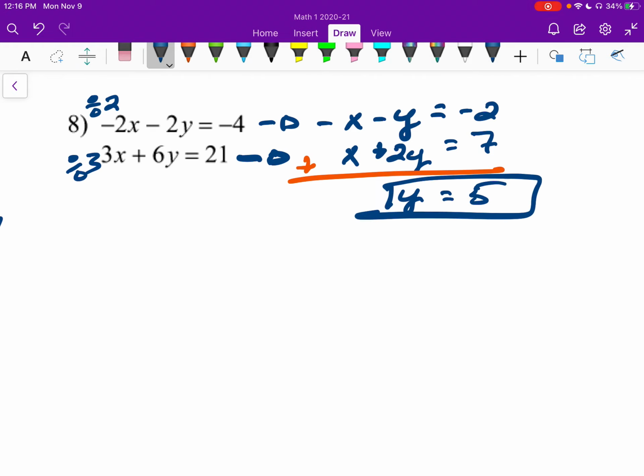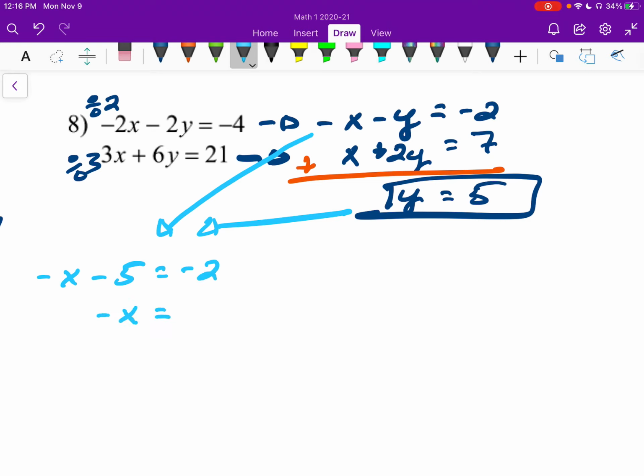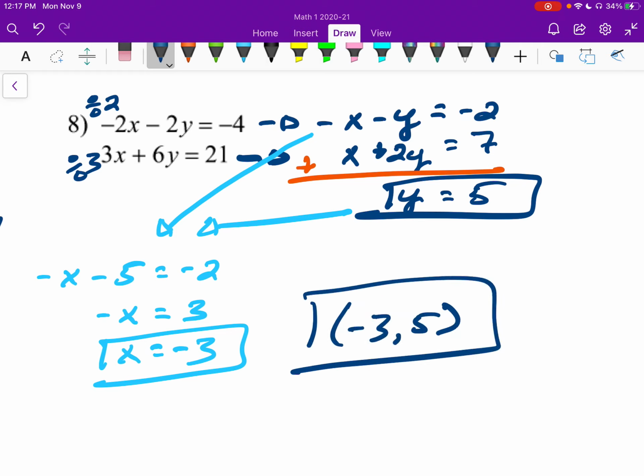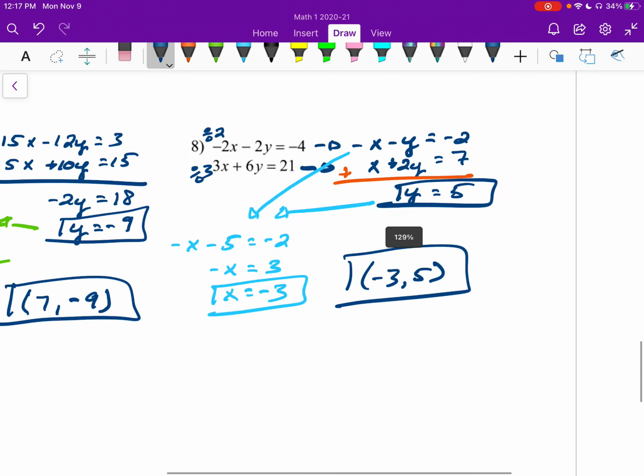And then I need to use one of these to get my x. Let's use the top one here. So I've got -x minus 5 is -2. I add my 5 over and I get -x equals 3. And then I divide by -1 and x is -3. So to write it as a point, I have -3, 5. That's a neat problem. That's a neat problem. All right, there we are.